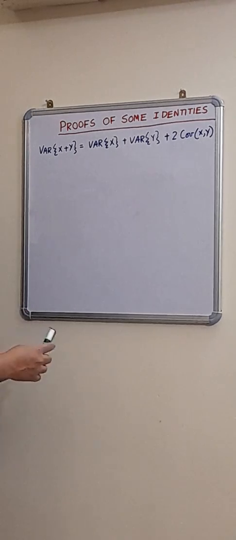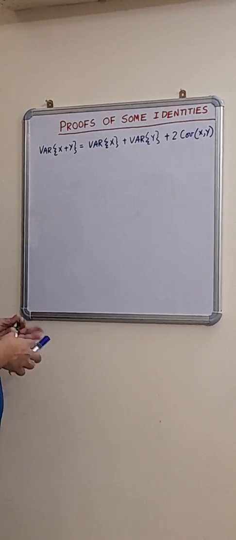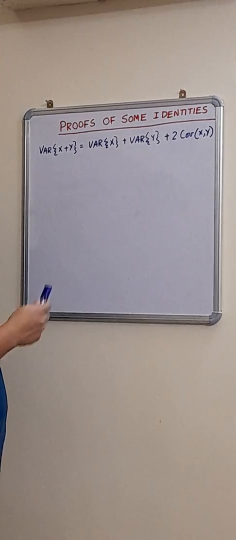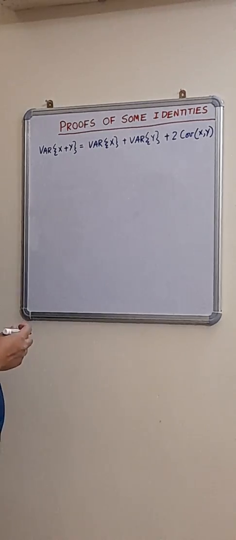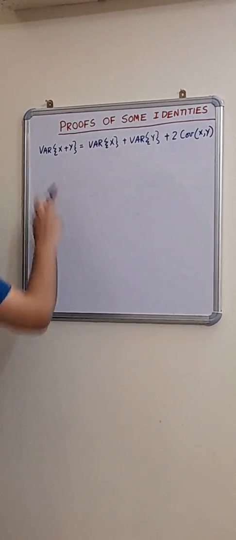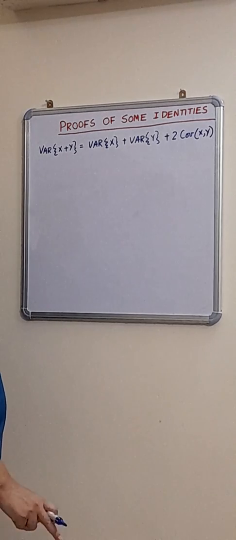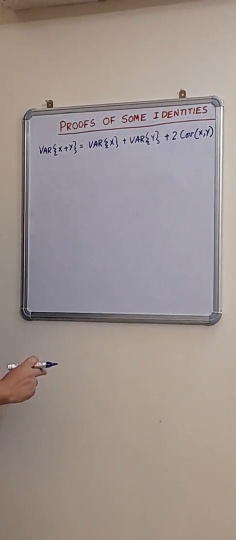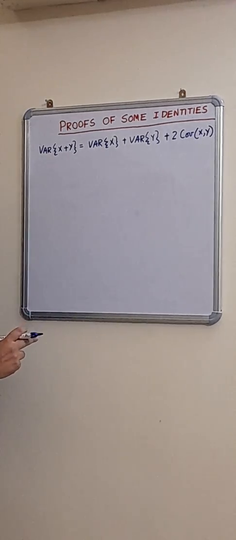So I'll show you one of those proofs, for you to get going. This is rather easy. I mean, all of them are easy, but how to go about doing it? Variance of x plus y. So how do we start? What is the definition of variance? Variance of x is E of x minus mu x whole square, right?